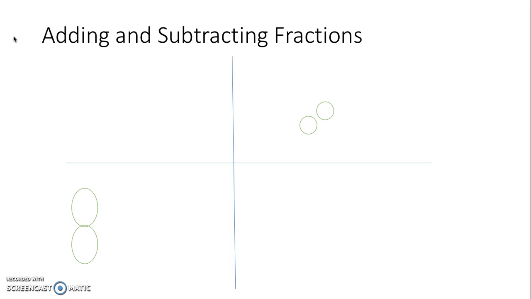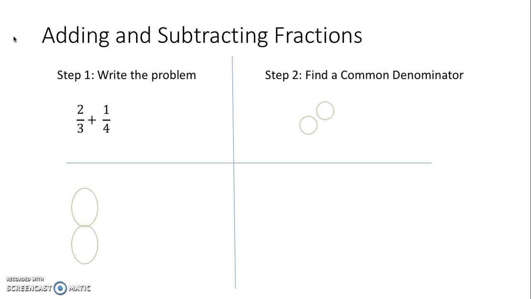In the first top left quadrant, you're going to write step 1, which is write the problem. So for our example, our problem is going to be 2/3 plus 1/4. Okay, so we're adding 2/3 plus 1/4. Now, we have to think, do these have common denominators? The answer is no. So we need to find common denominators. So that's what step 2 is, to find a common denominator.